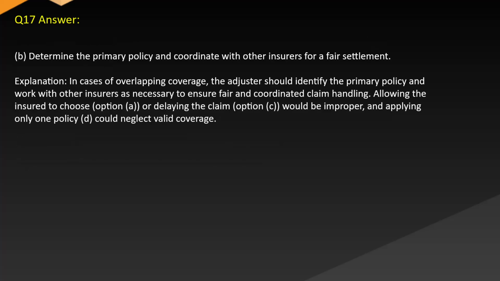Answer B. Determine the primary policy and coordinate with other insurers for a fair settlement. Explanation: In cases of overlapping coverage, the adjuster should identify the primary policy and work with other insurers as necessary to ensure fair and coordinated claim handling. Allowing the insured to choose, option A, or delaying the claim, option C, would be improper, and applying only one policy, D, could neglect valid coverage.